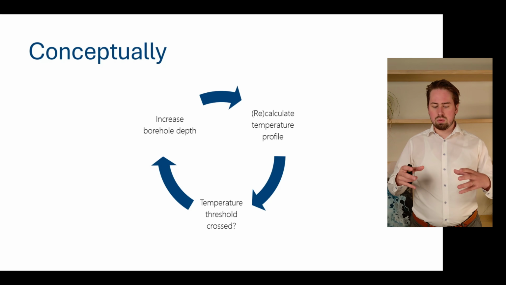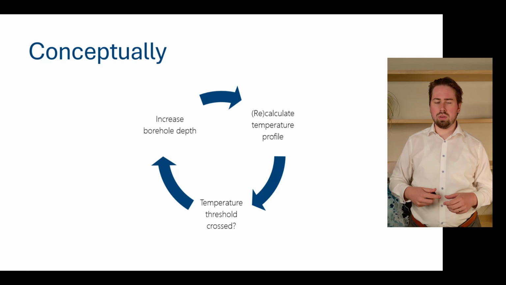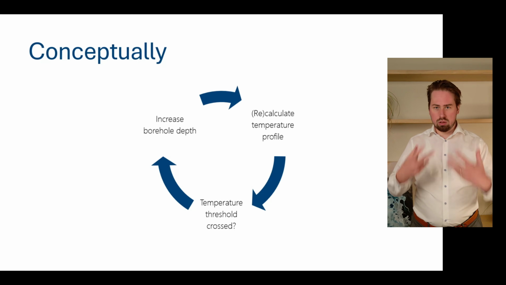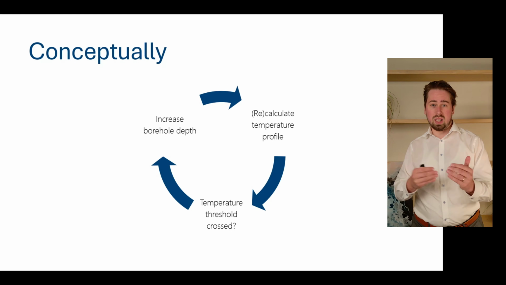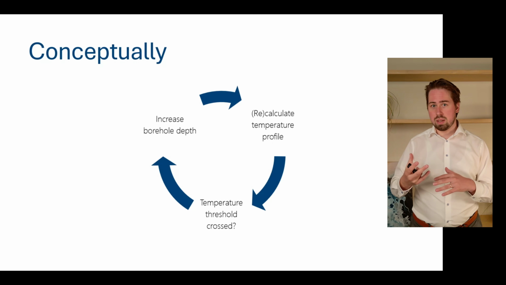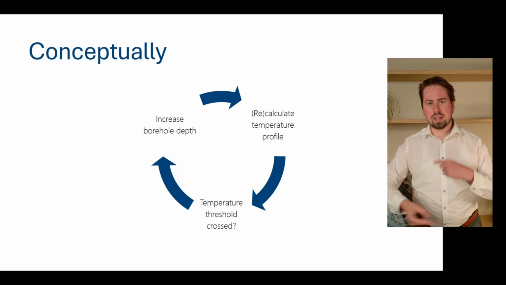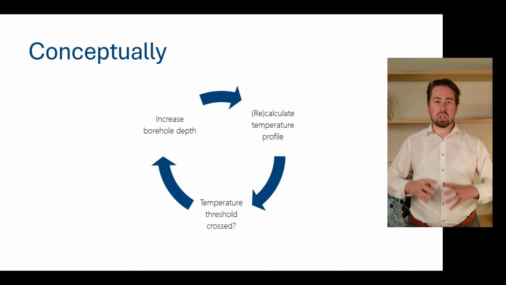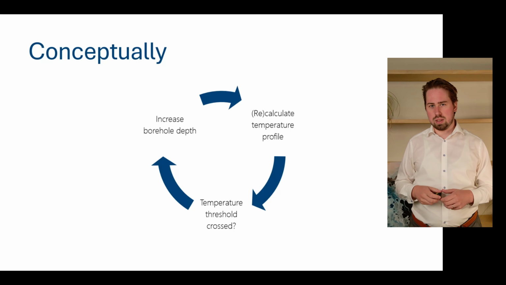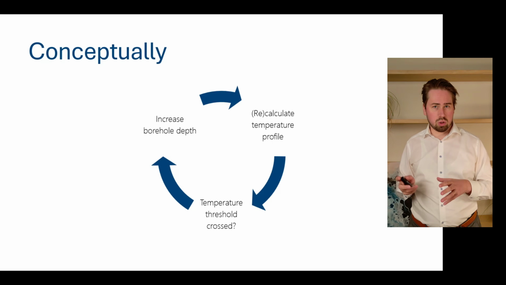So what happens is we start with a certain initial guess. In GHEtool it's 100 meters deep in the backend. And what we do is we calculate the temperature profile. We see, well, do we stay within the limits or do we cross it? And if we cross the temperature limits, the depth is increased. We recalculate the temperature profile, and this we iterate until we converge and make sure that we stay within the temperature limits and that your borefield is sized accurately. So that is conceptually how the algorithm works.